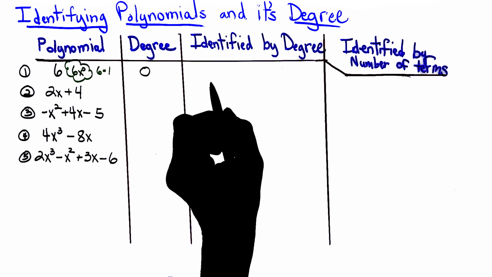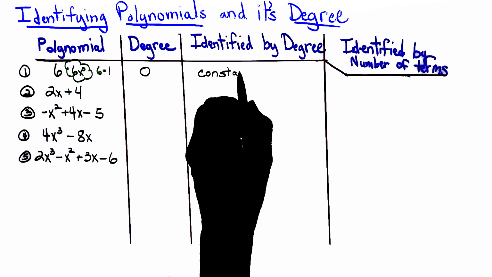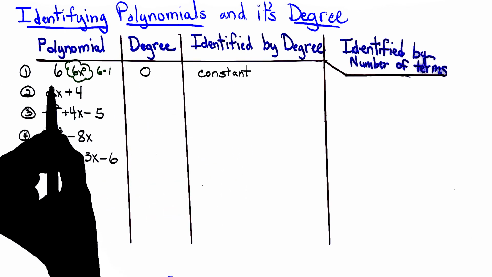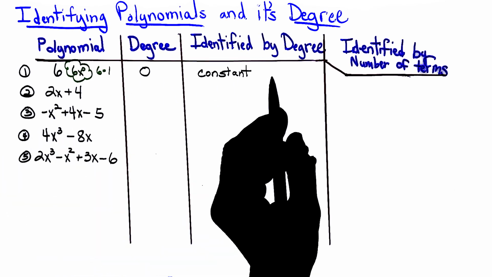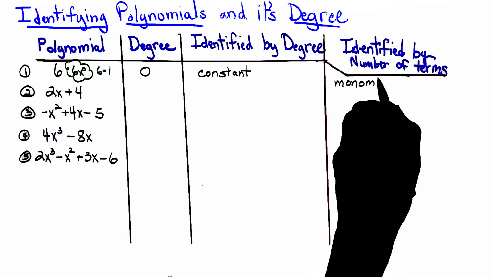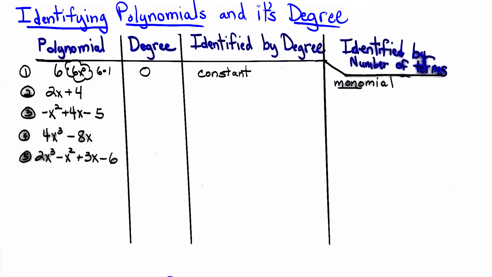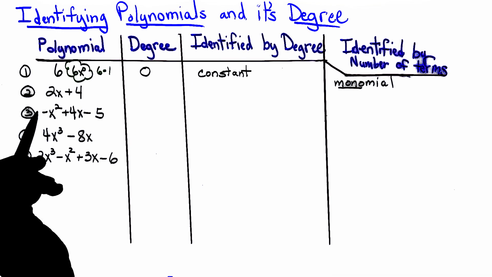And we call numbers, we've done this before, a constant. And if there's only one term, it's a monomial. And this reminds me that there is just one. So let's look at number 2.